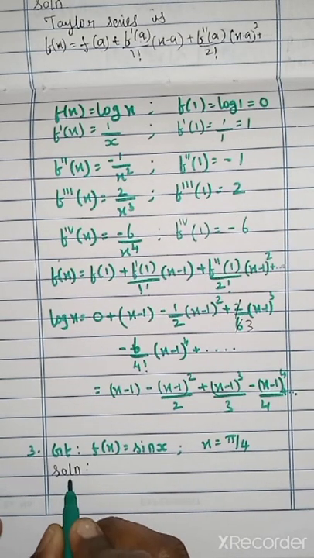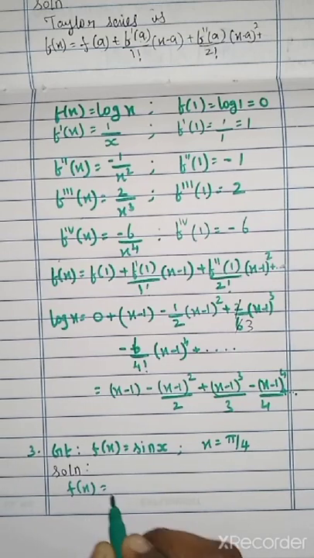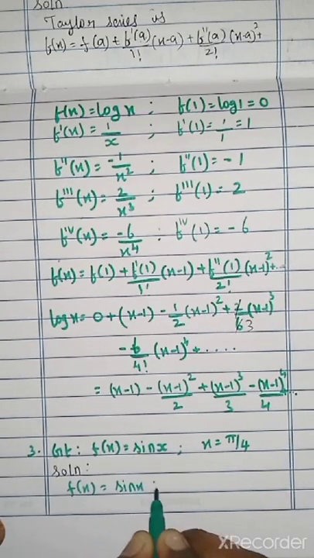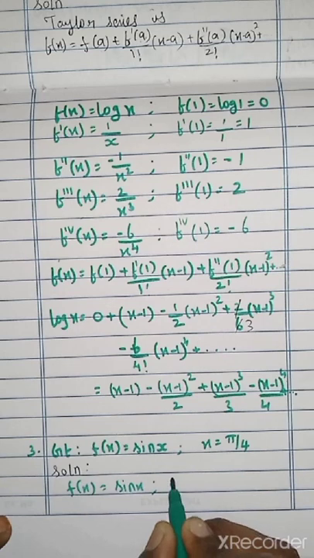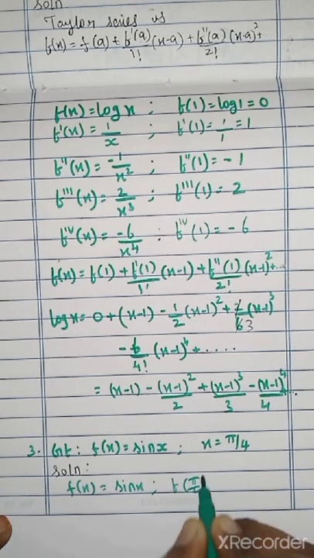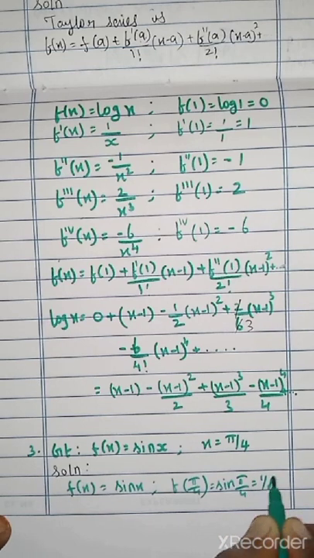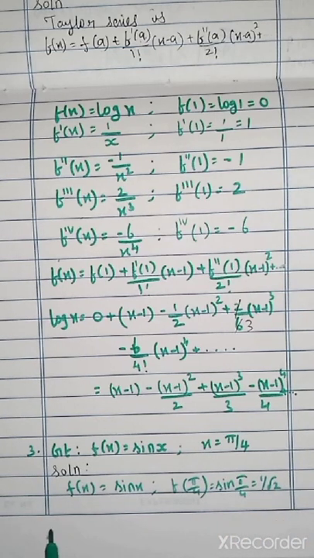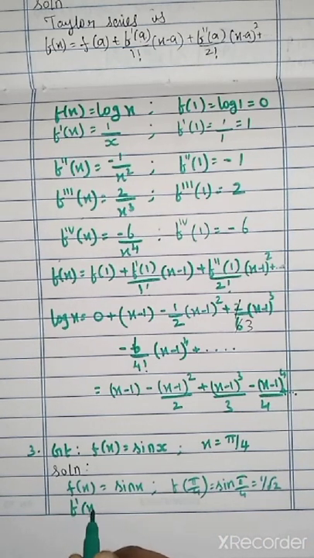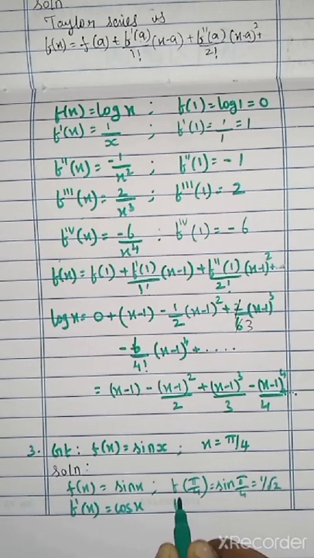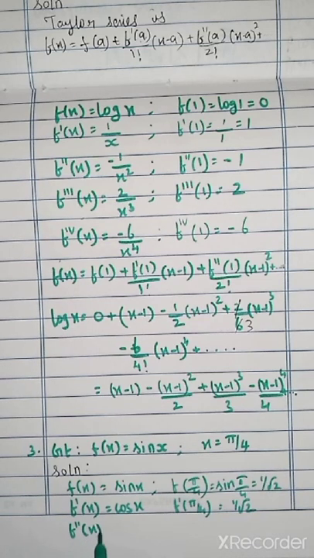First what we have to write? f of x equal to sin x. So what is f of pi by 4? That is sin pi by 4, which is 1 by root 2. Right? Next, f dash of x. What is f dash of x? Cos x. So f dash of pi by 4, cos pi by 4, is also 1 by root 2. Correct?